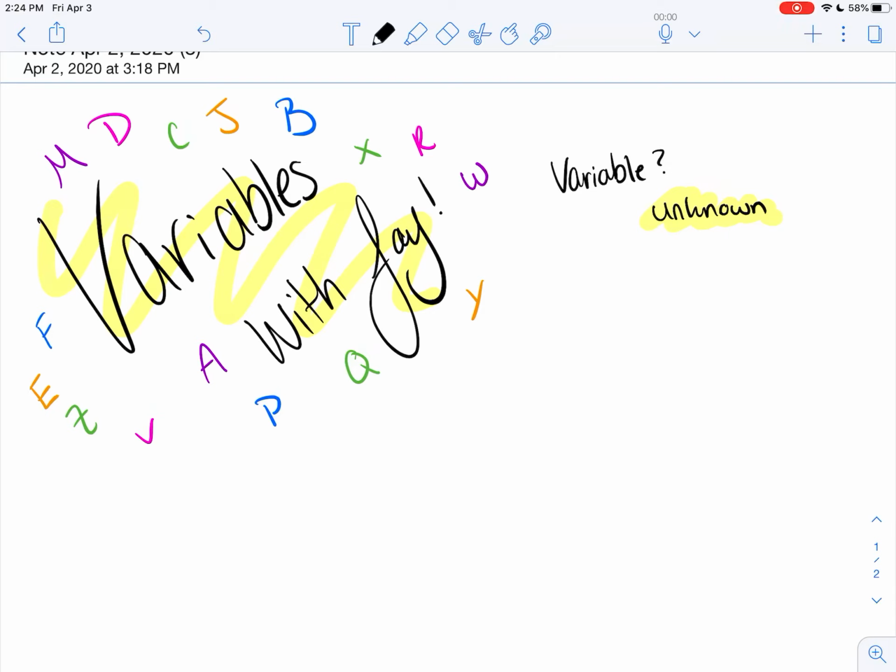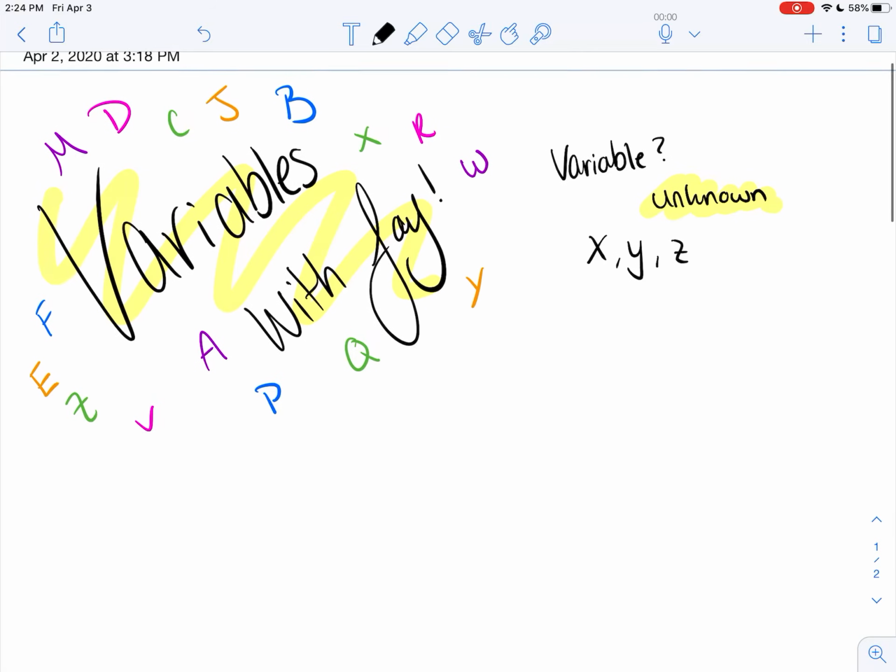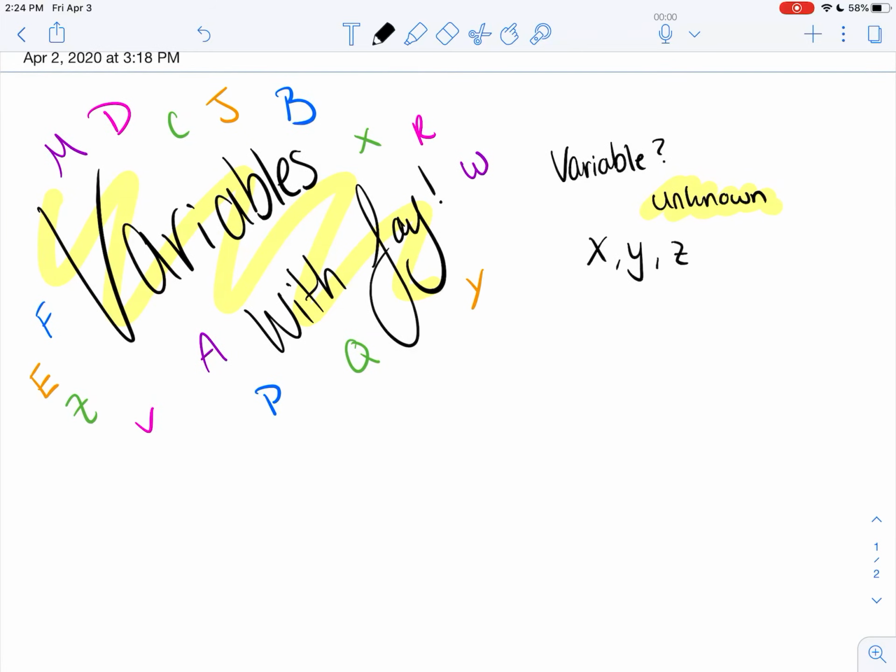For example, we can say that the letter could be X, Y, or Z, which are the most common ones that you're going to be coming across. But it can be any letter, such as A, B, F, or W. Pretty much if it's a letter, it can be used as a variable. But these are the ones that you're going to run into the most.